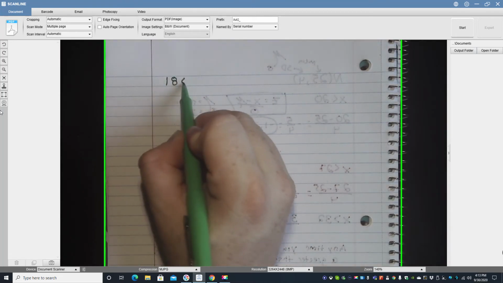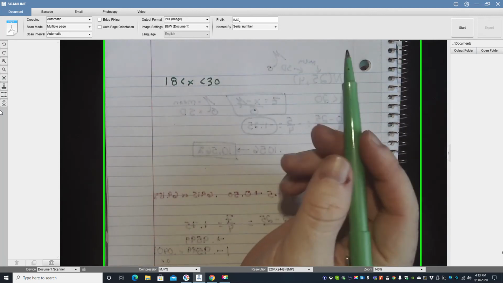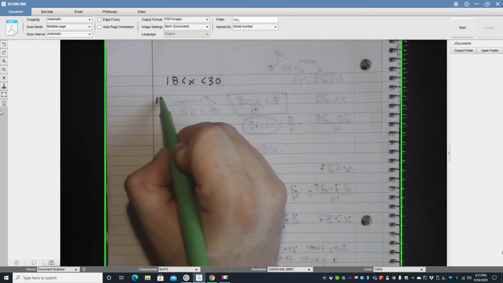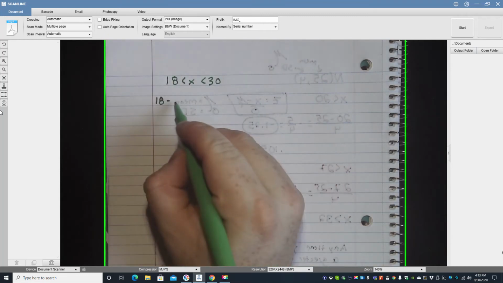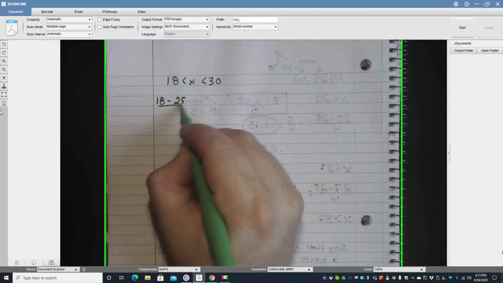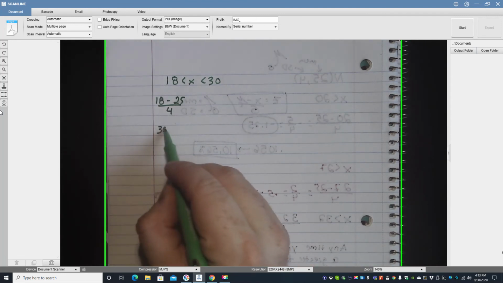Suppose I want to go in between two numbers now, 18 and 30. I'm still going to do the same thing for both numbers. I'm going to do 18 minus 25 divided by 4, and I'm going to do 30 minus 25 divided by 4.